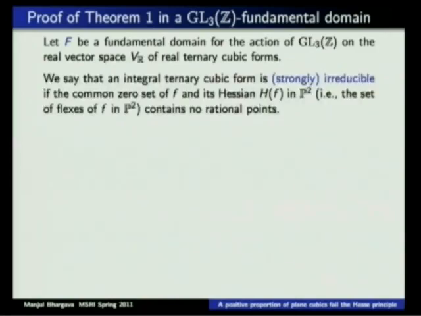And we'll say that a ternary cubic form is irreducible if the common zero set of F and its Hessian has no rational points. So it's reducible if it has a rational flex. It's irreducible if it doesn't have a rational flex.